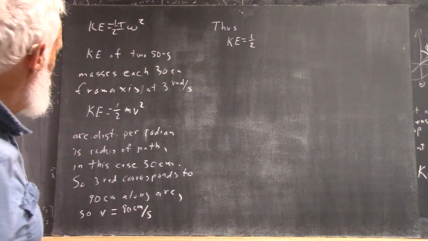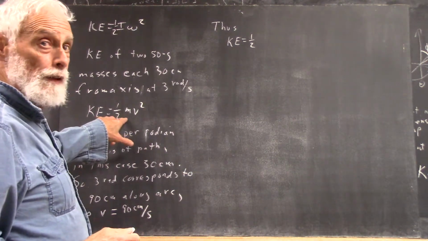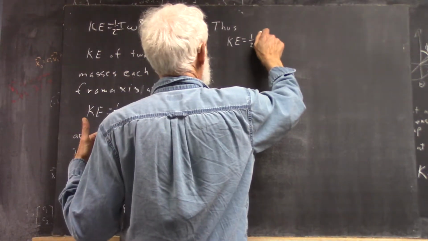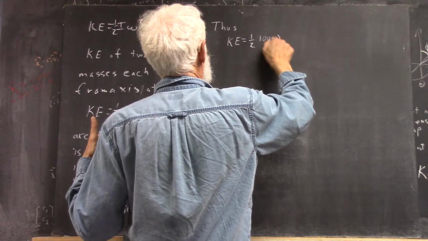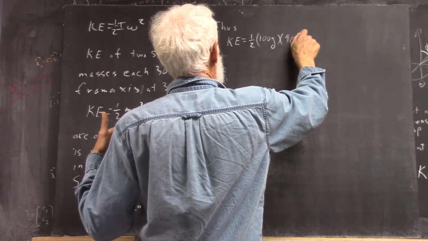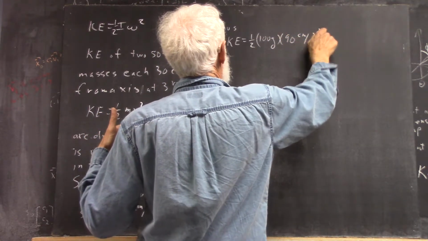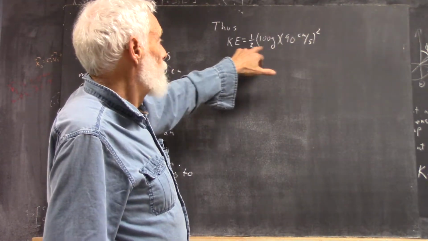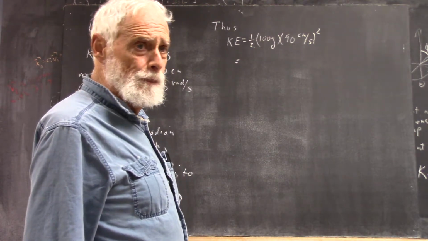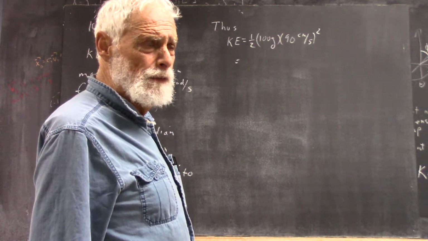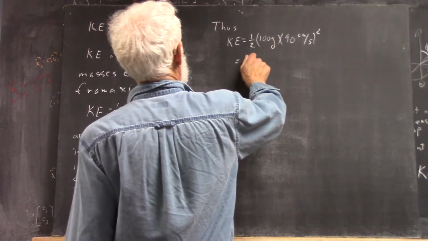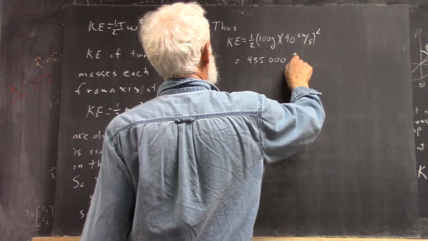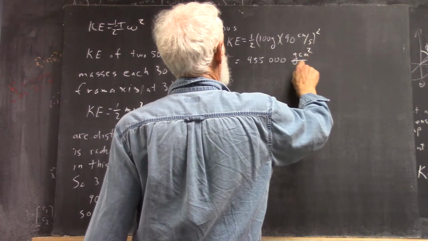So the kinetic energy is 1/2 the mass, and the total mass, you've got 2 of these things, the total mass is 100 grams. Okay, just square 90, that's 8,100. Multiply that by 50, and you get 455,000, I think. Grams centimeters squared per second squared.